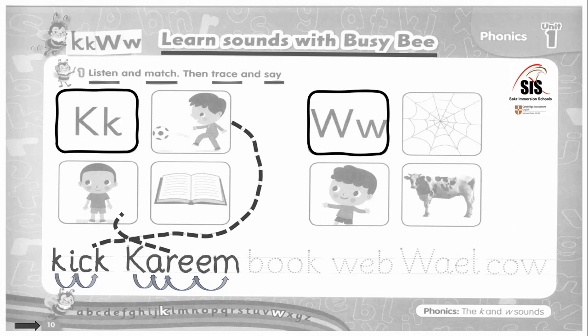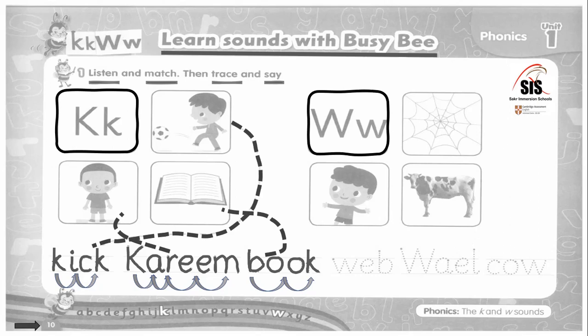Next we have book. Book. We have letter K by the end of the word. So where's the picture of the book? Yes, it's here. Match the book to the right word and then trace book.